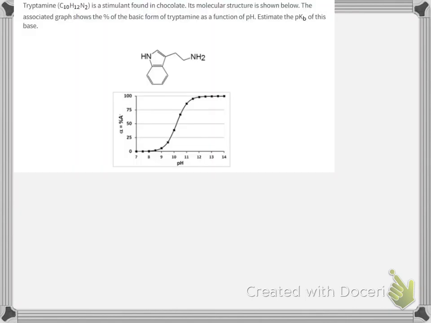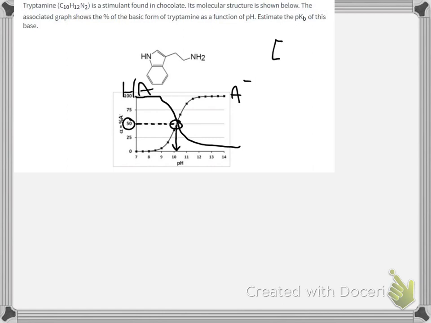Okay, next question. So we talked about this in class. Here is only showing the A minus, right? But we could imagine that we could draw the corresponding HA version. It's going to be terrible, but. So this would be HA, but this is the A minus, the base part. And the question is, what is the pKb? Estimate the pKb.